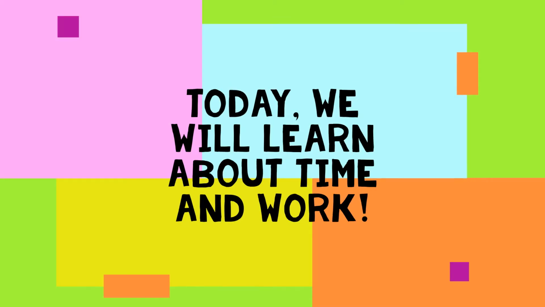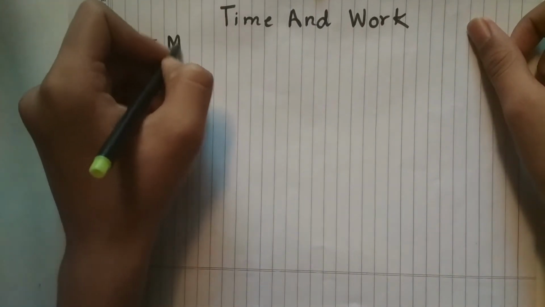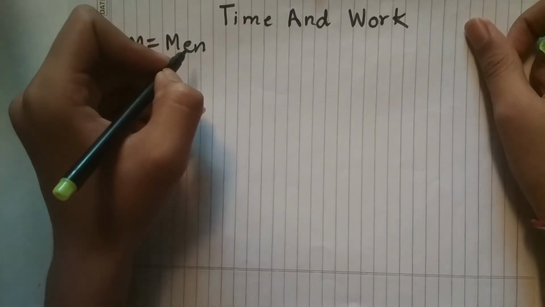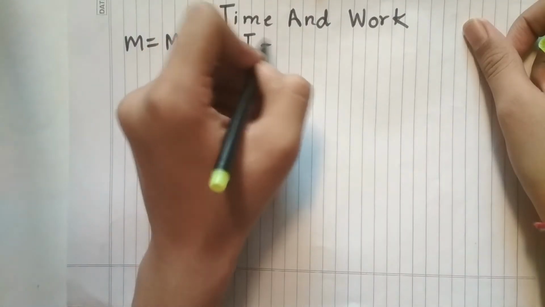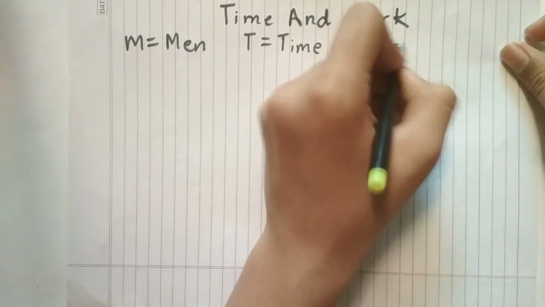Today we will learn about time and work. There are a few rules which we need to discuss before solving examples based on time and work. For these rules, let m equal the number of men, they can also be machines, t equal the time, and w equal the work.